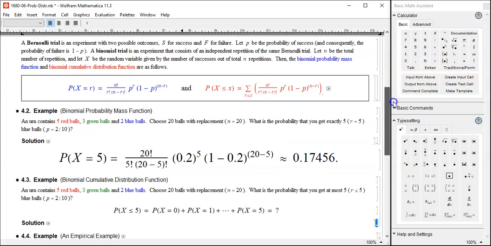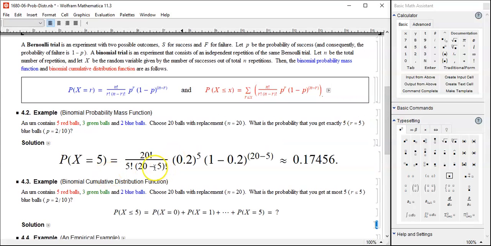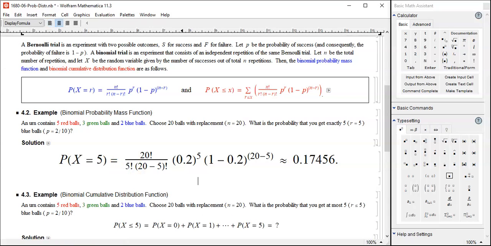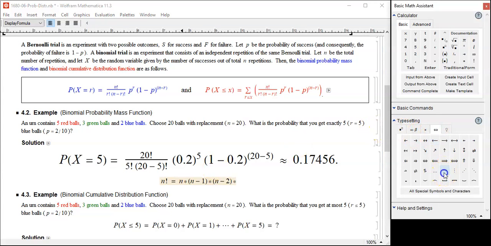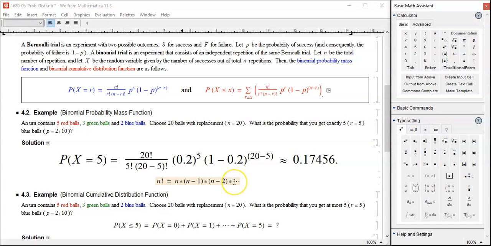By the way, is everybody familiar with this factorial notation? What is this exclamation mark? n factorial is defined as n times n minus 1 times n minus 2 times and so on and so forth, all the way over to the last number.